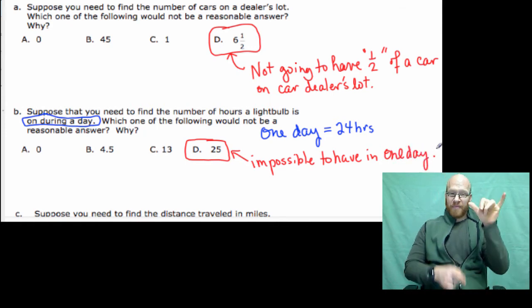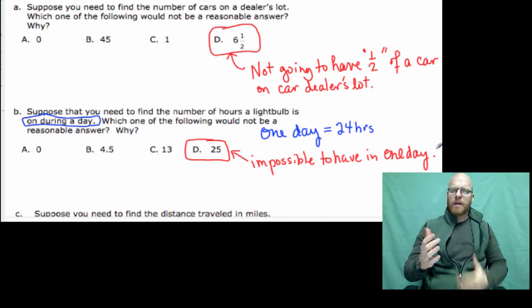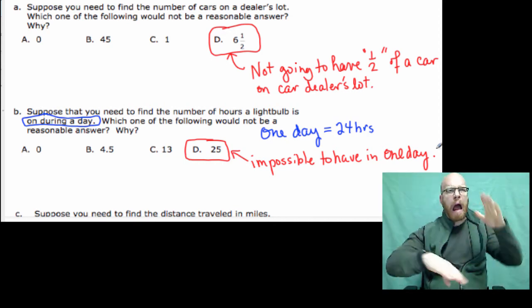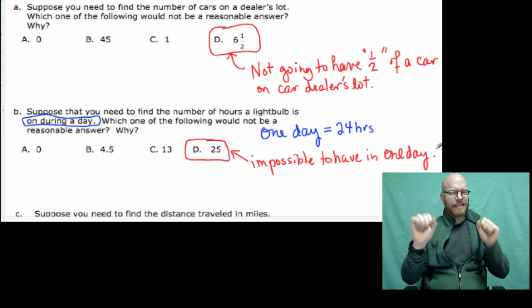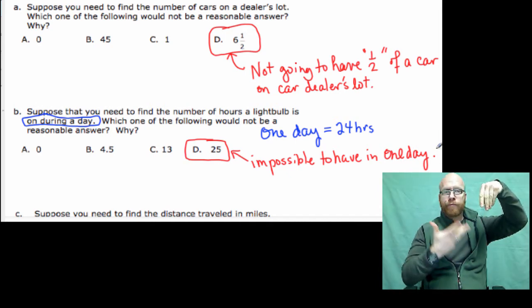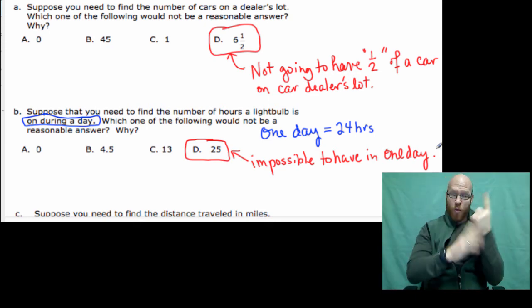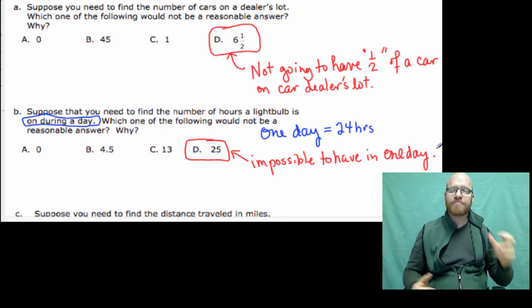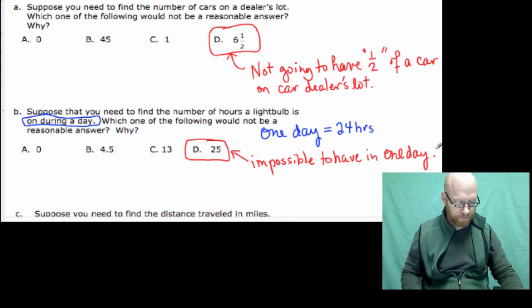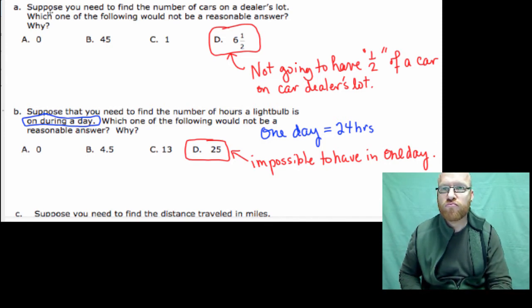So here we have it. It's impossible to count 25 hours in one day. Most students say you can't have 0 hours. Sure you could. If a room is left dark, the light never comes on, that would be zero hours in a day. But 25 hours is literally impossible to have in one day. Let's move to example C.